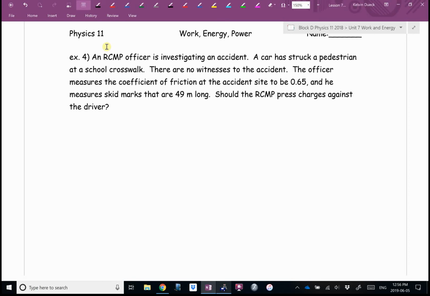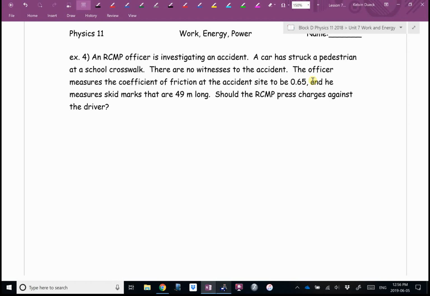Read along with me. It says this. An RCMP officer is investigating an accident. A car struck a pedestrian at a school crosswalk. No witnesses. But the RCMP uses a device to measure how sticky the pavement is right there. It has a mu of 0.65. And with a tape measure, she measures the skid marks, 49 meters long. Should the RCMP press charges?